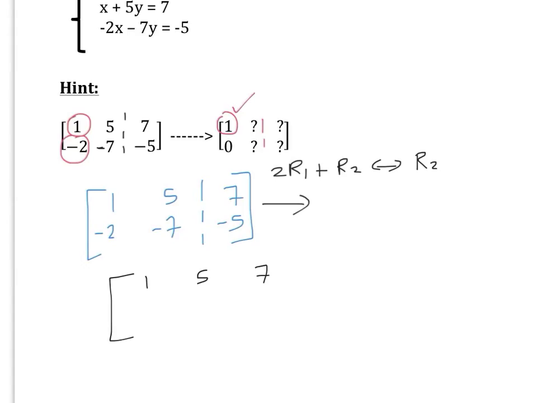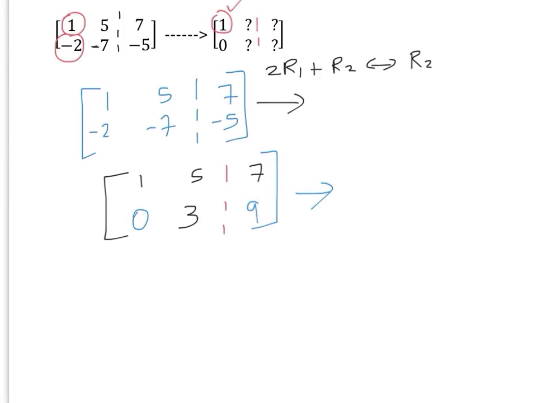And now I need to multiply the top row by 2 and add it to the second row. So 2 times 1 is a 2, plus negative 2, that's a 0. 2 times 5 is a 10, plus negative 7, that's a 3. 2 times 7 is 14, minus 5, that's a 9. So that is my new matrix, and that's what I want. And the reason is that the first column is x, the second column is y. Since I don't have a z, I don't have a third column with the variables, I just have the constant.